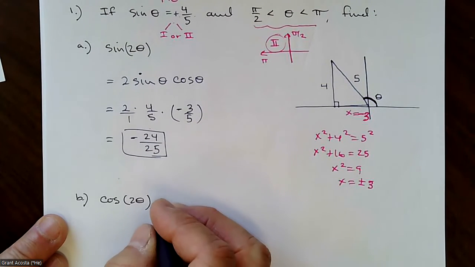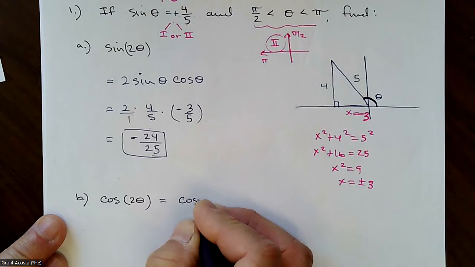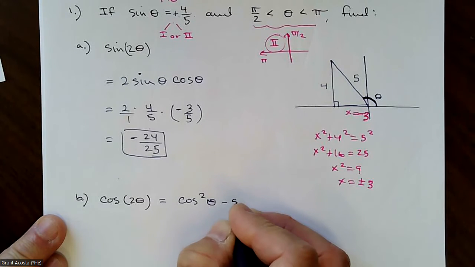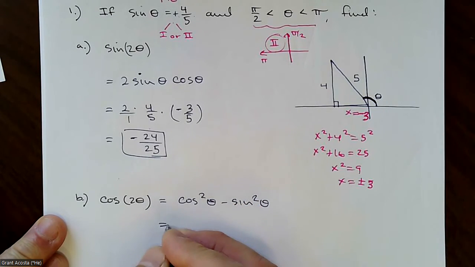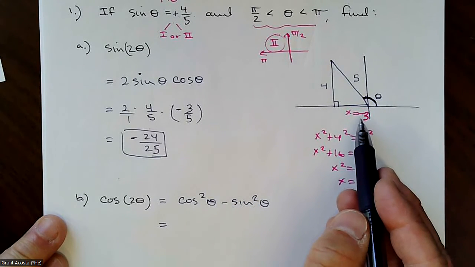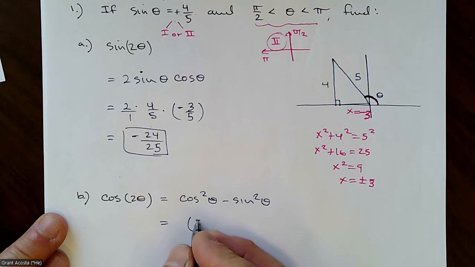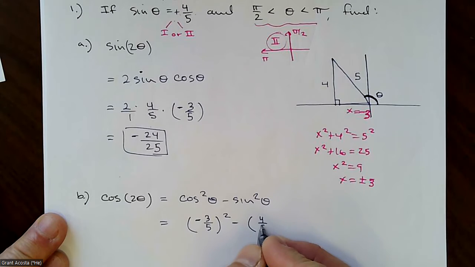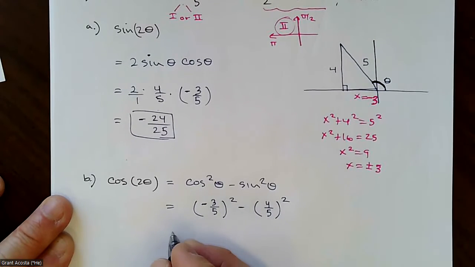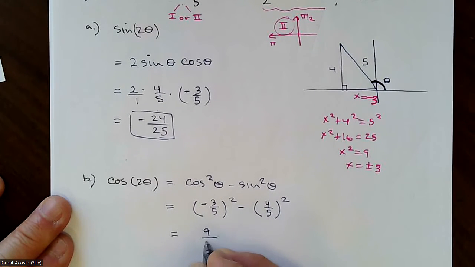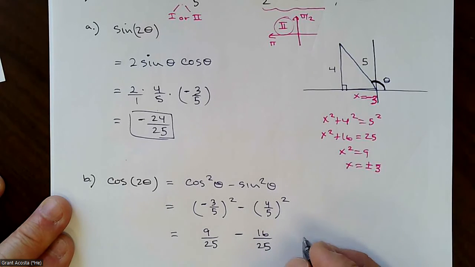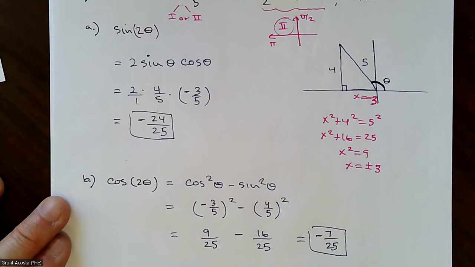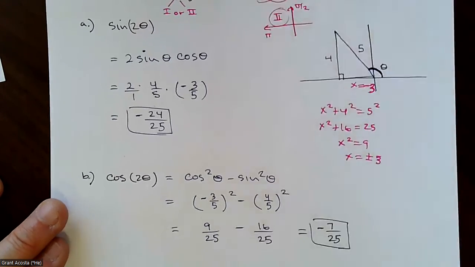The cosine of 2 theta, our identity for that is cosine squared theta minus sine squared theta. We've got everything we need here. We can use this triangle. Again, the cosine is negative 3/5. I'll square that, minus the sine, 4/5 squared. That gives me 9/25 minus 16/25, or negative 7/25. It's the cosine of 2 theta.